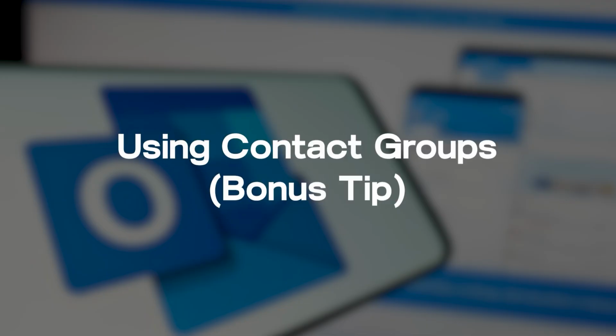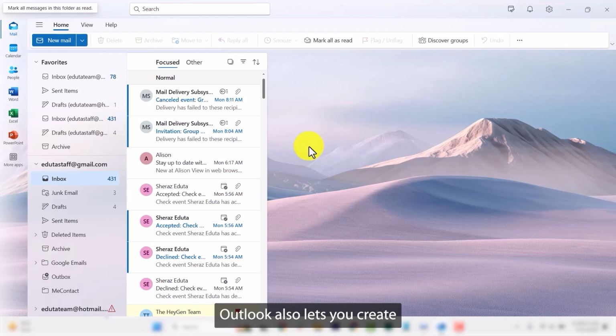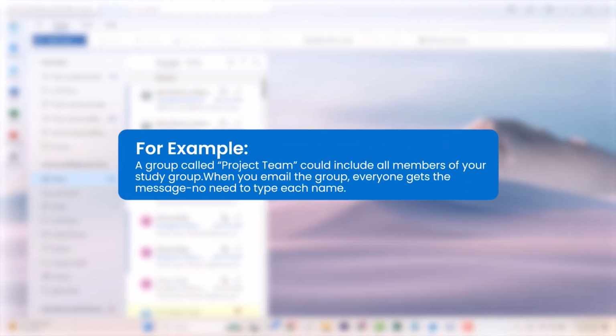Using contact groups. Bonus tip: Outlook also lets you create contact groups, which are collections of email addresses. For example, a group called Project Team could include all members of your study group. When you email a group, everyone gets the message. No need to type each name.